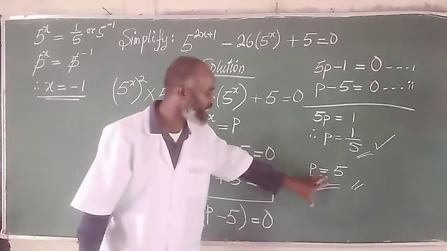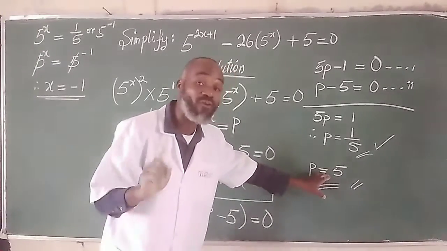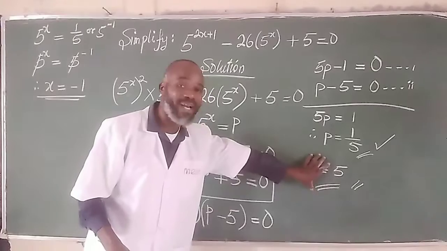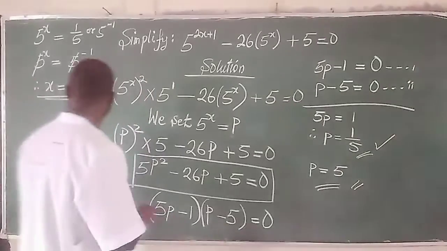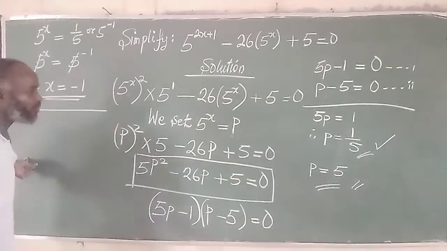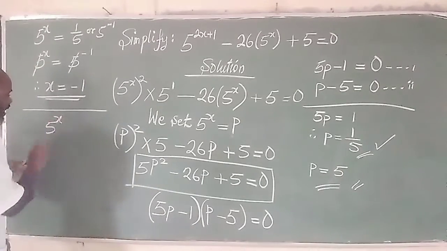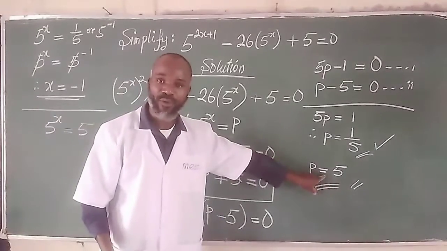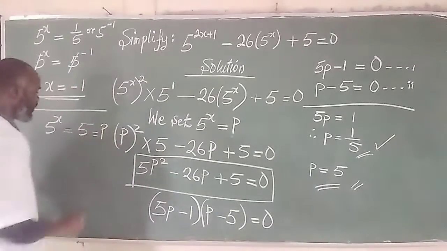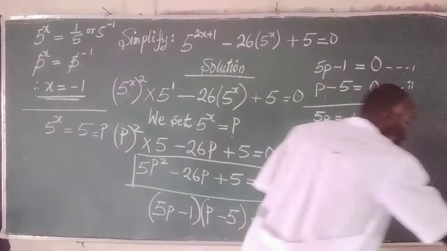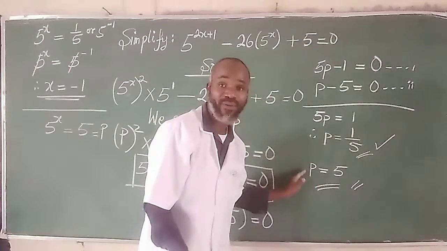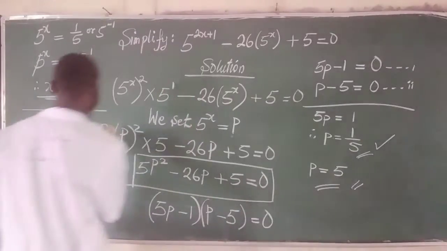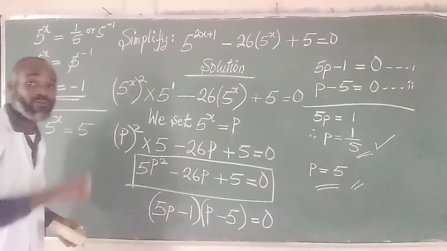Now let's go on and find the second value of x. This one is the first value of x, while this one, by the time we apply this, will give us the second value of x. Now we've done that. The second value of x, we continue again, 5 exponential x is equal to 5, because that's the second value here, okay? Which represents p, yes. But we are no longer concerned with p because we have found the value of p as 1 over 5 and 5 respectively. So what we're doing here no longer concerns p, but the value of p.